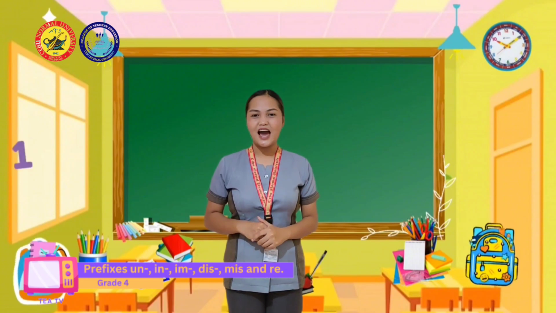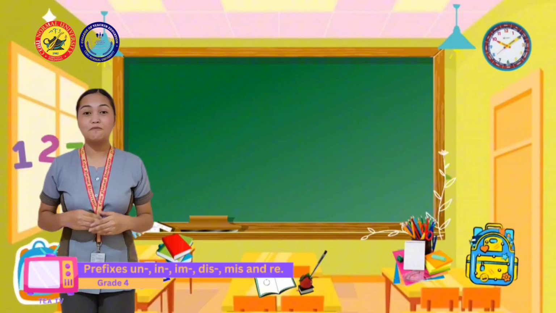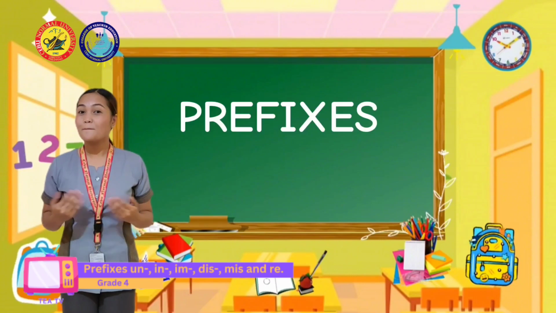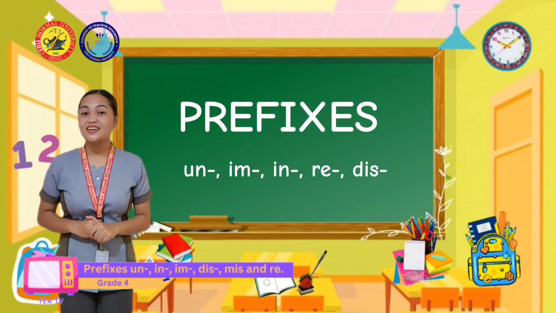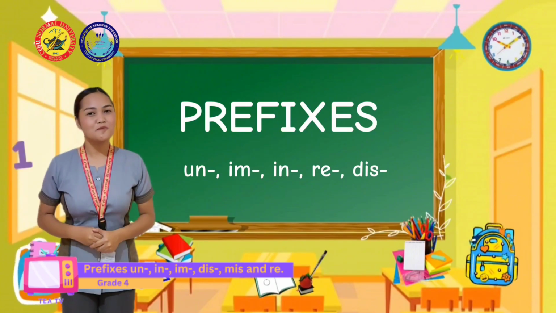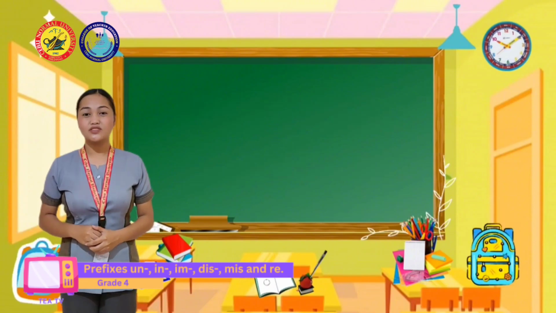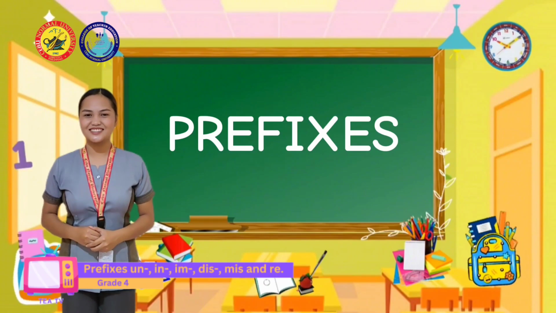Yes, very good. They are connected. They are combined. Two words are combined to form a word. Excellent. The yellow pieces in the puzzled words are called prefixes. The un, im, in, re, and dis are called prefixes. What are those words again? Prefixes. Job well done, learners!